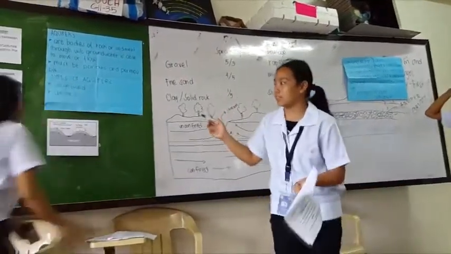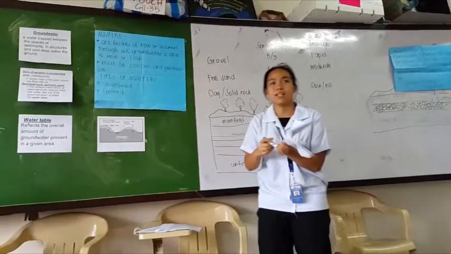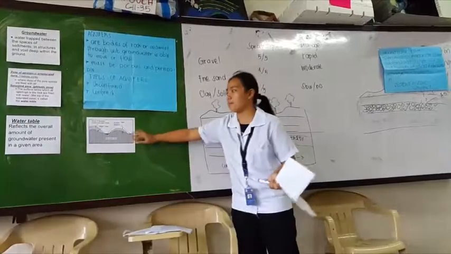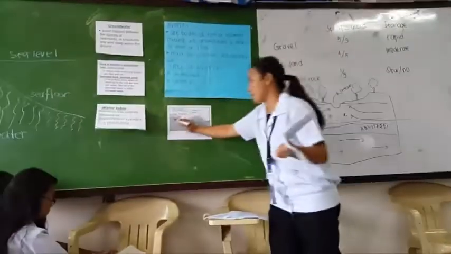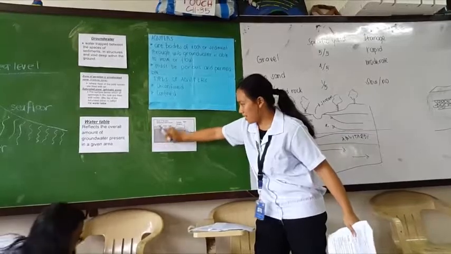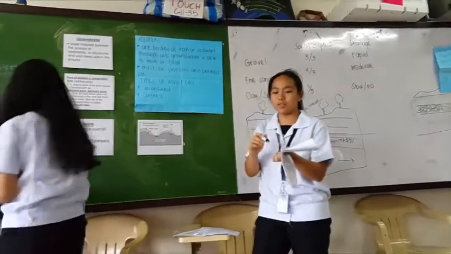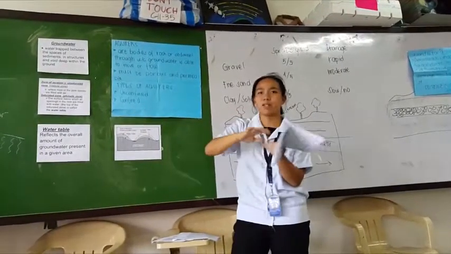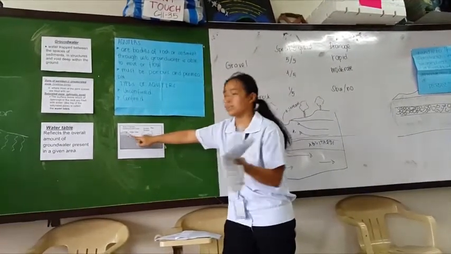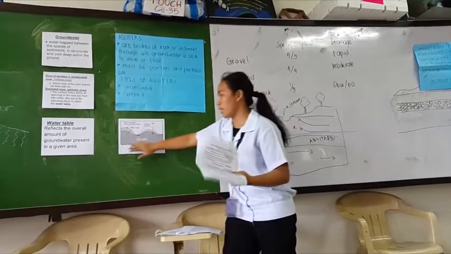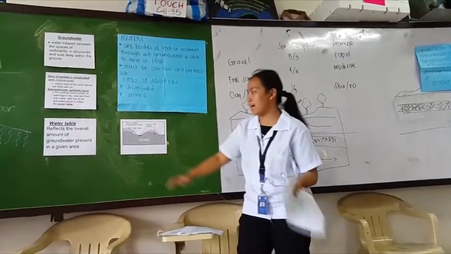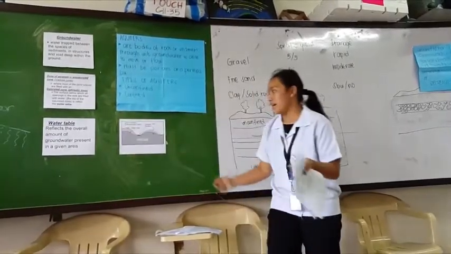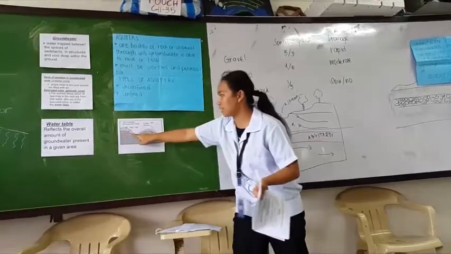Next is the saturated zone or phreatic zone that is filled with water. In this diagram, it is seen that this line represents the groundwater. On top of the groundwater is the zone of aeration, and the lower part is the saturated zone. So it means that this part has more water than rainfall. Then this line represents the water table.